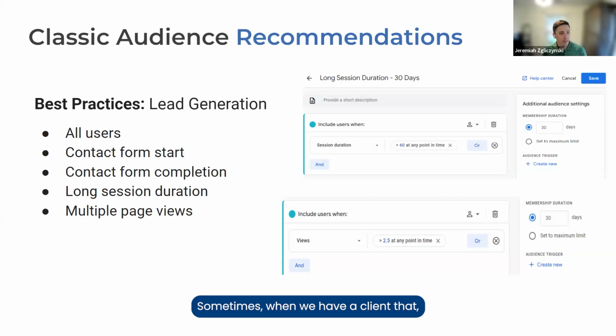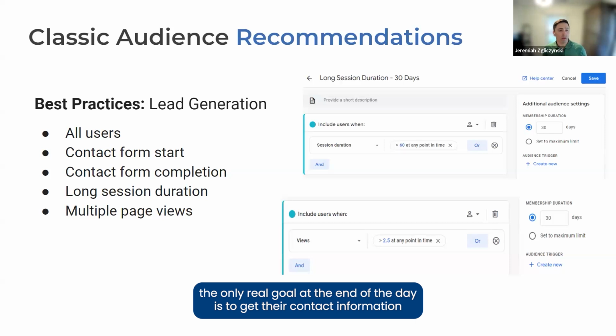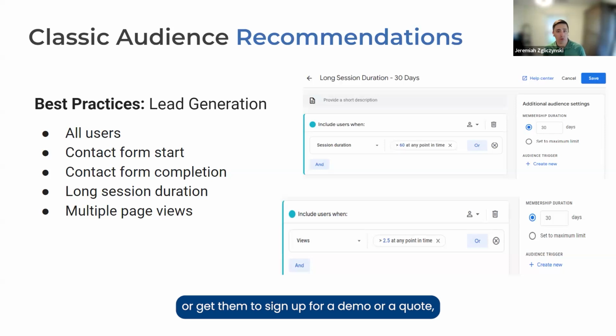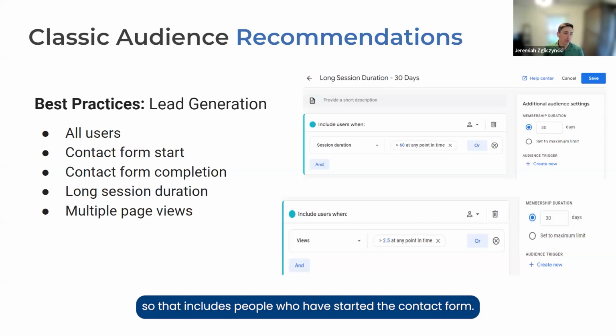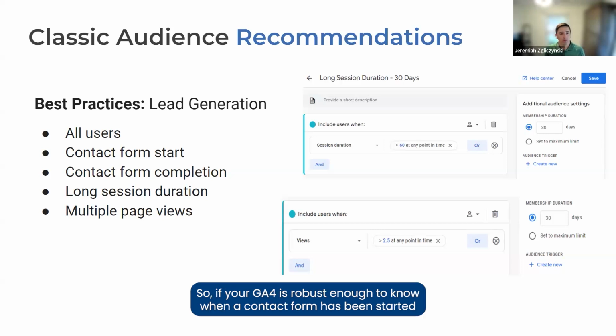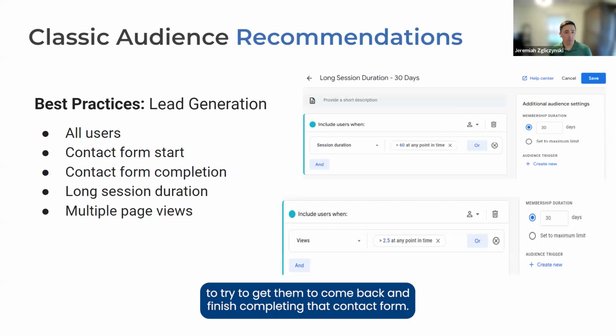Sometimes when we have a client where the only real goal at the end of the day is to get their contact information or get them to sign up for a demo or a quote, there's really only one goal that we can go for. There are some smaller goals that we can try to optimize for. That includes people who have started the contact form. If your GA4 is robust enough to know when a contact form has been started but not completed, you could target them, add them to their own audience to try to get them to come back and finish completing that contact form.